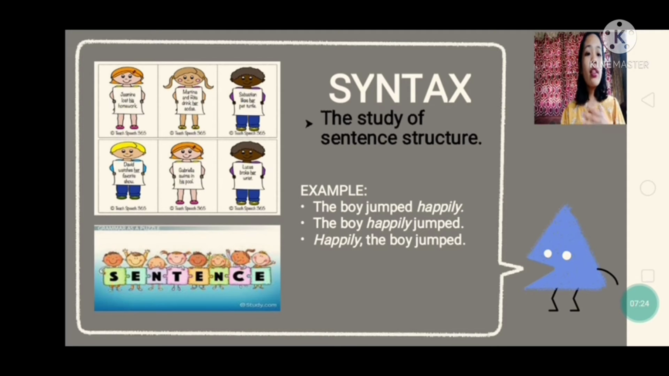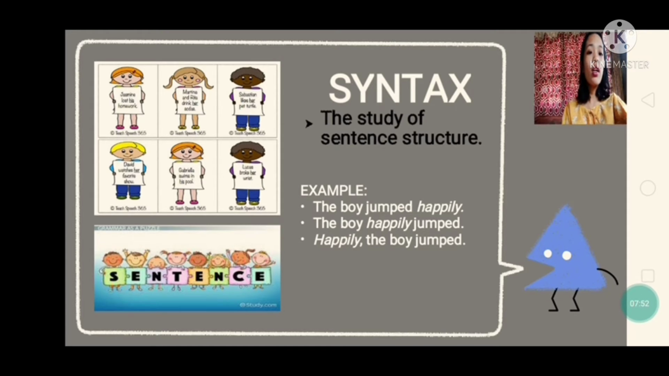So the boy jumped happily. Another example. The boy happily jumped. And the last one. Happily, the boy jumped. So they have the same words in a sentence being used but differently constructed. So, by rearranging just one word in the sentence, a varied syntax is formed.